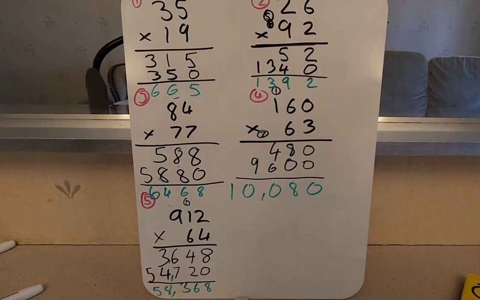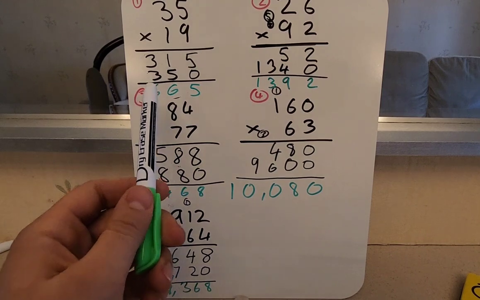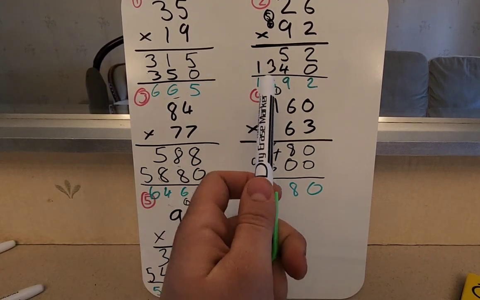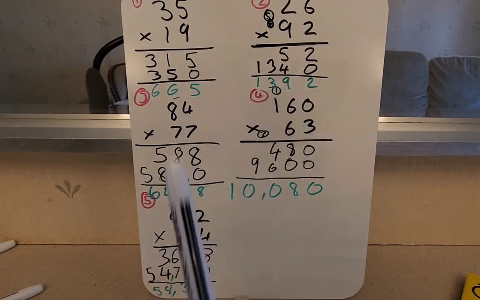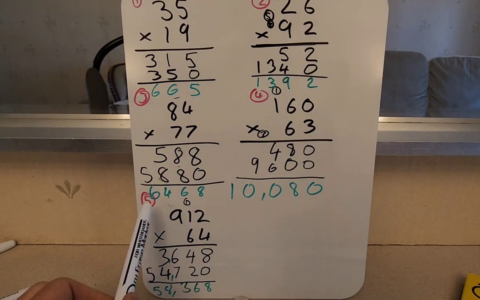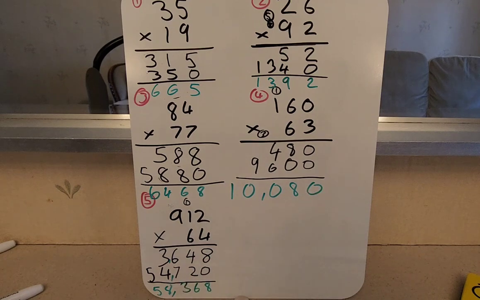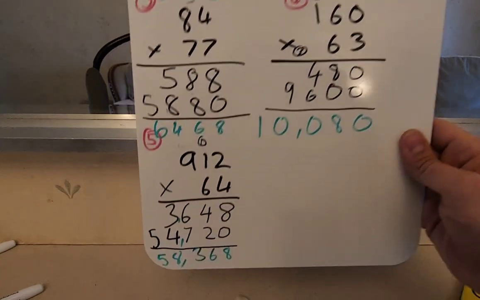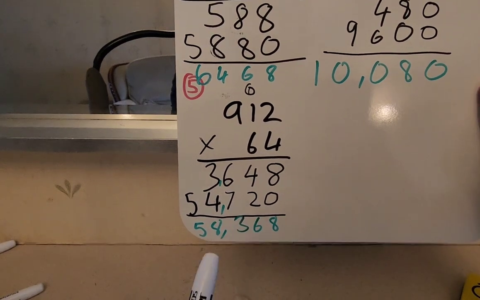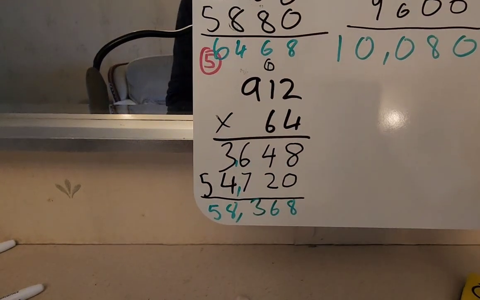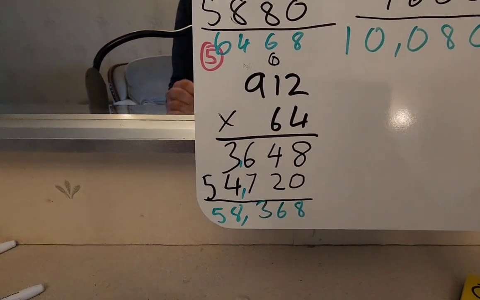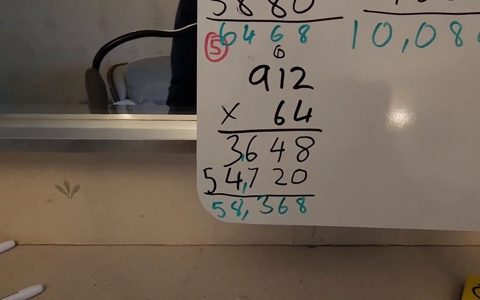Okay, and there we have it, guys. There are our answers. First one is 665. Second one is 1,392. Number 3 is 6,468. Number 4 is 10,080. And if we have a look at number 5 over here, it's 58,368. You can see I've added these commas in later, just to help me read and identify the numbers.